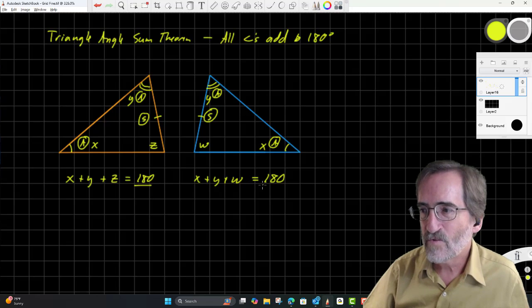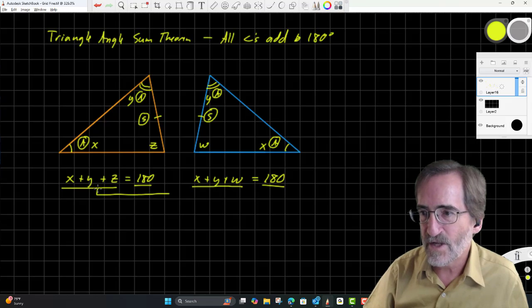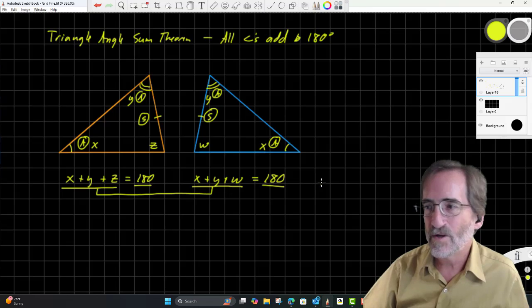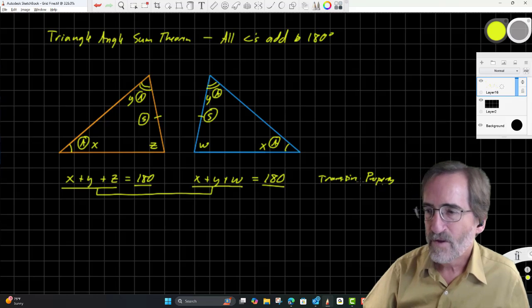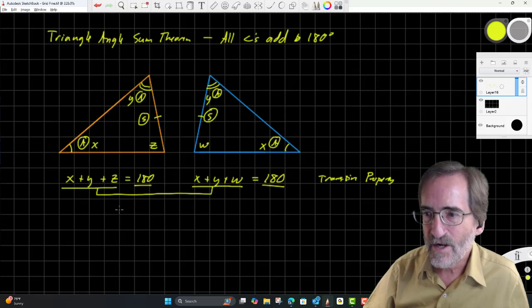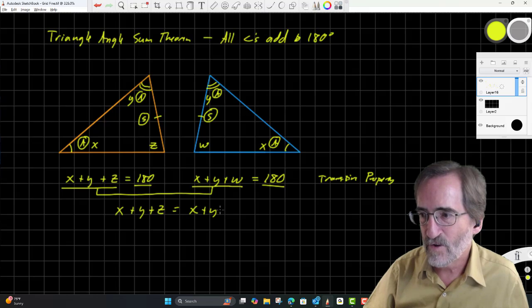If they both equal 180, then it's logical to conclude that the sum of the 3 angles for both triangles are the same as each other. This is known as the transitive property. You're going to learn about this later on. Okay, so that is to say I can combine these this way: X plus Y plus Z equals X plus Y plus W.